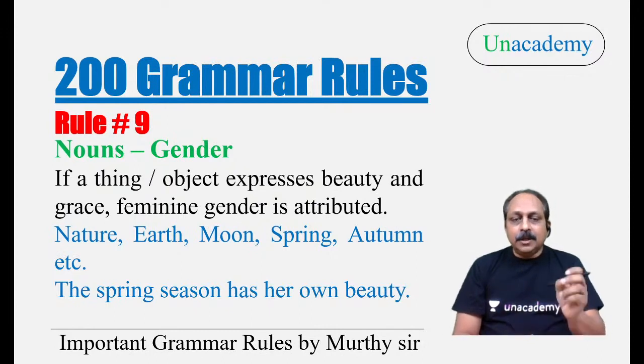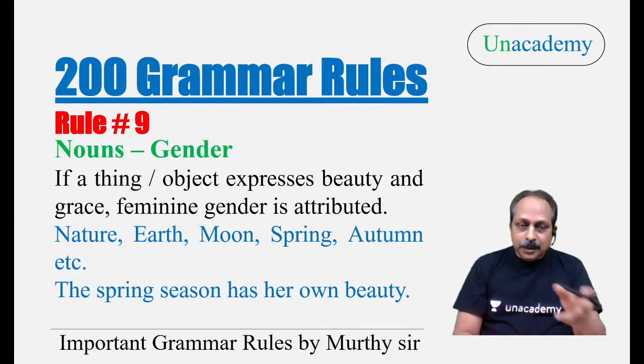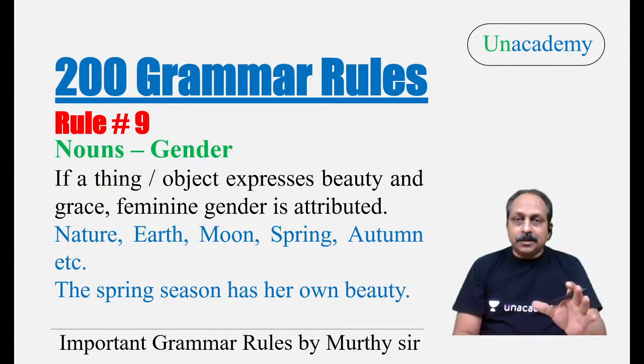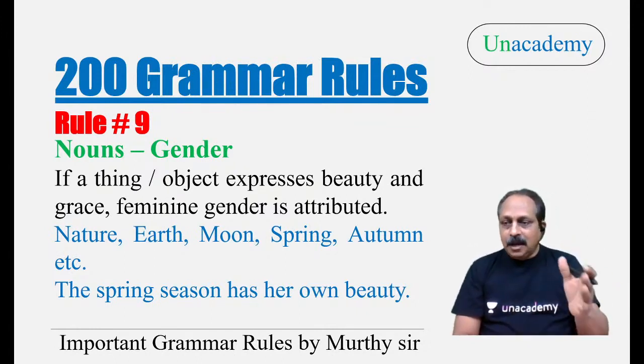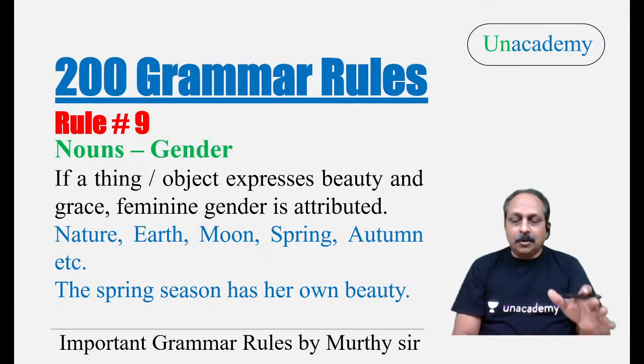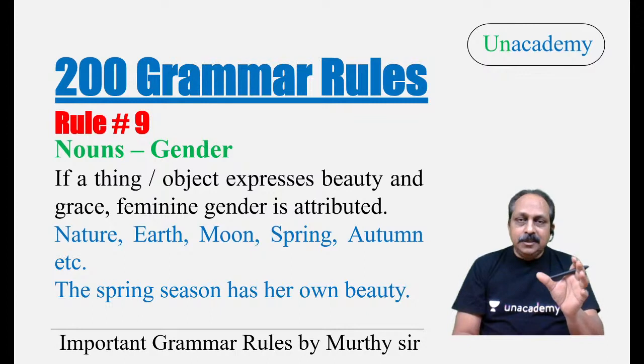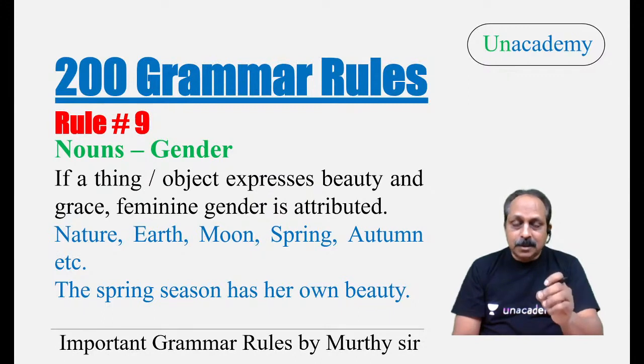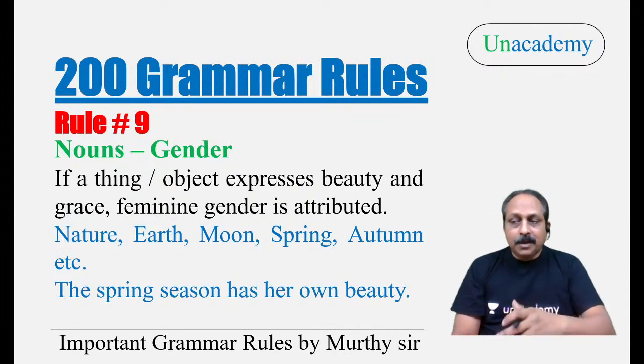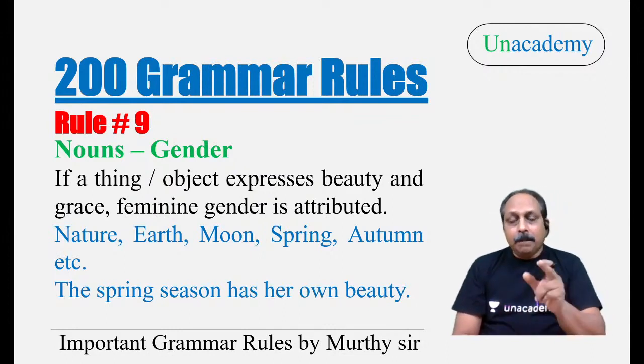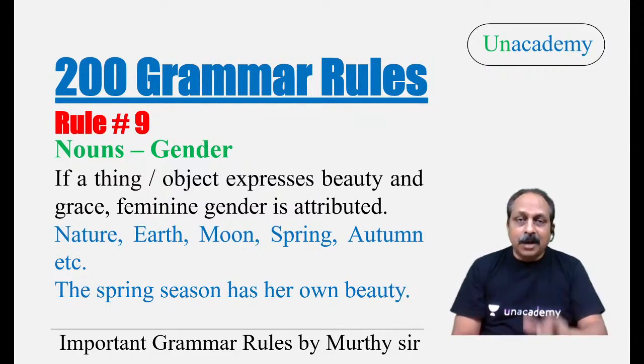Look at this sentence: The spring season has her own beauty. But in the exam, they may give a question like, the spring season has its own beauty. A lot of students think that sentence is right. But if I say, the spring season has its own beauty, then it is not correct. Spring season is the most beautiful season, and it expresses beauty and grace. Because of that, English people have attributed the feminine gender. Based on that, we should say the spring season has her own beauty. That is the right sentence.